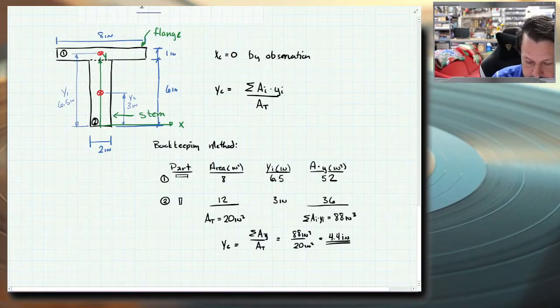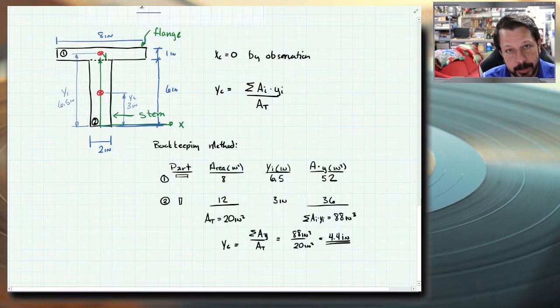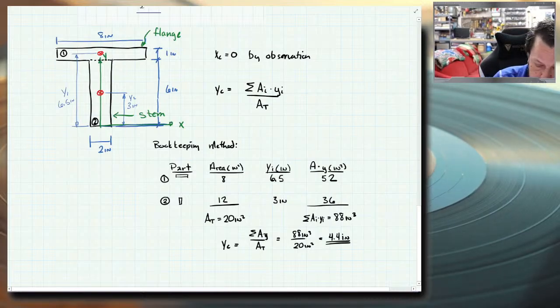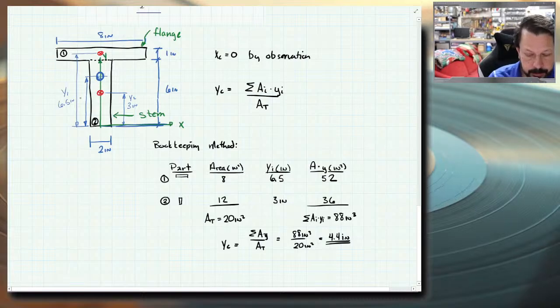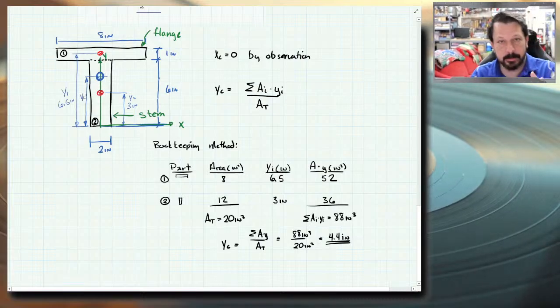So what that says is that the location of the centroid is 4.4 inches above the reference. I was measuring everything from the x-axis at the bottom of the T. You can put your reference wherever you want to; I just put this one at the very bottom. So if I measure up 4.4 like that, this intersection point is where the centroid of the entire combination of these two rectangles would be.